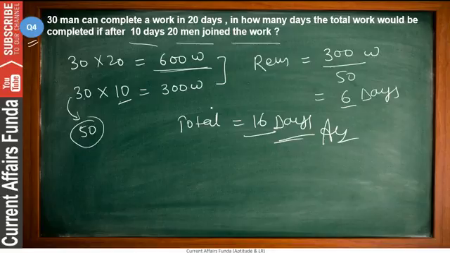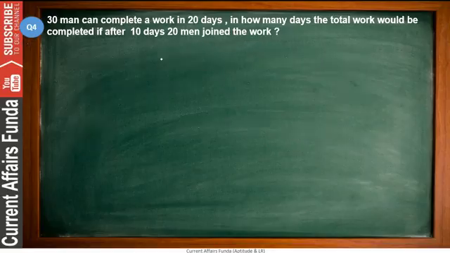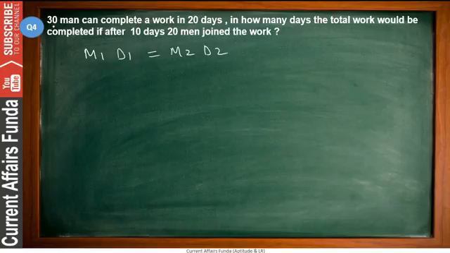This problem, friends, we can solve in a shorter way with the help of a formula. Suppose our formula is m1 d1 is equal to m2 d2. Okay, so in the starting there are 30 men. Okay, and friends, they can complete a work in 20 days. In how many days would the total work be completed if after 10 days 20 more men join the work?